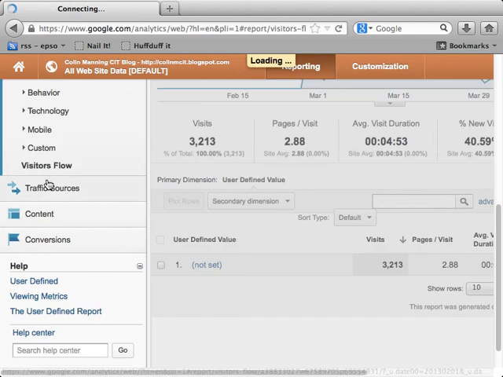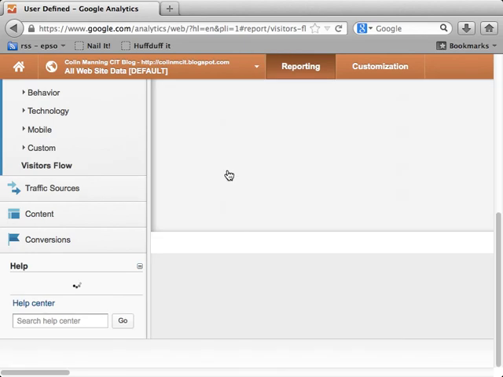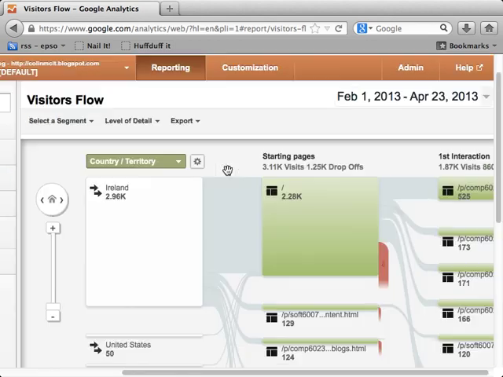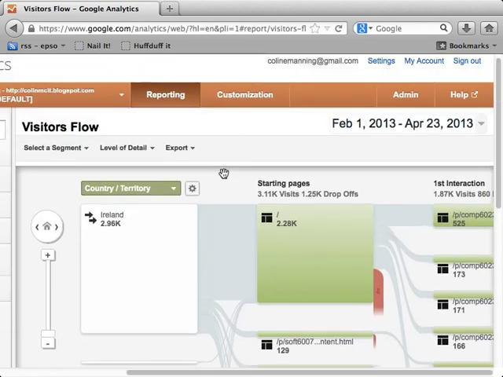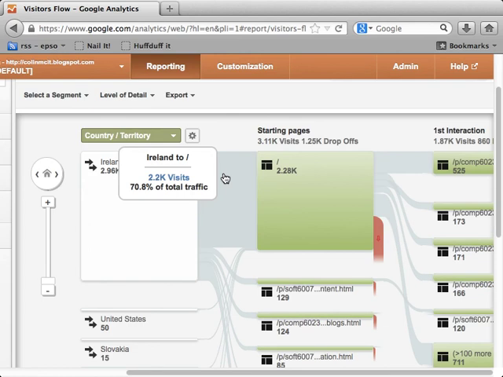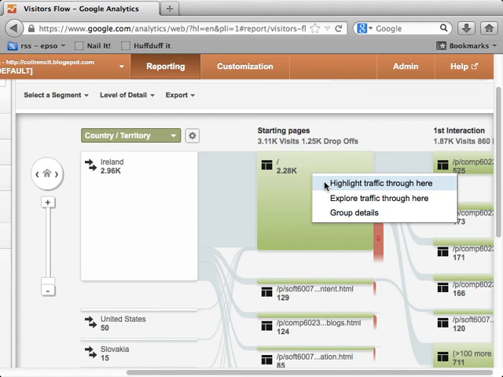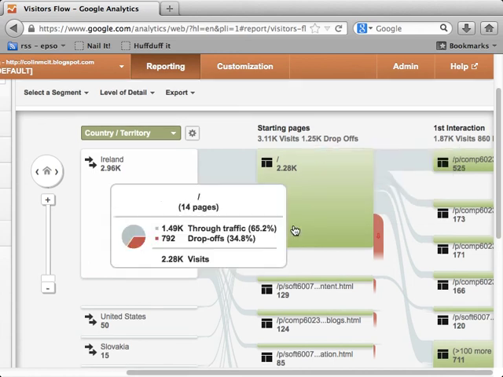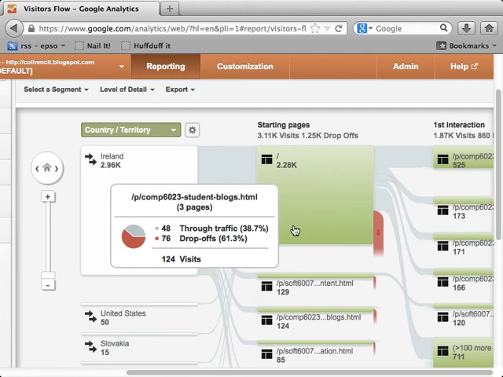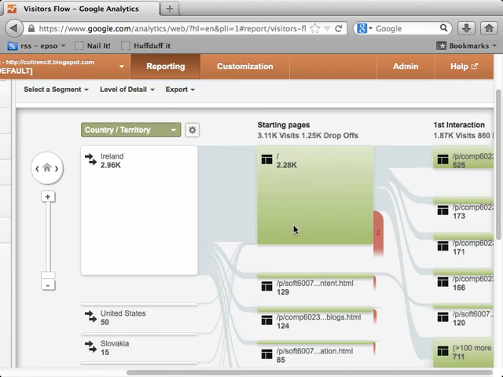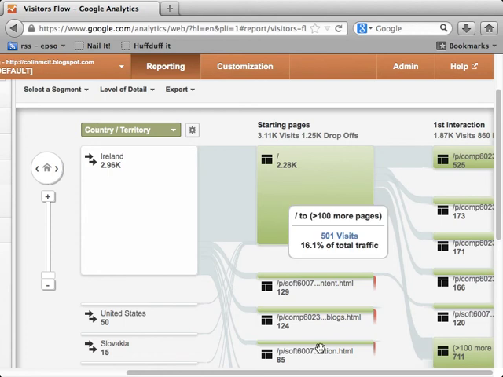Now, visitor flow is a very useful thing to see. Again, it doesn't make as much sense when thinking about a blog, but when thinking about a regular website, it's very important. It shows you where people come to, and then where they go from there. So if you had a front page and then 4 or 5 subsections, you could see which of those is getting the traffic.